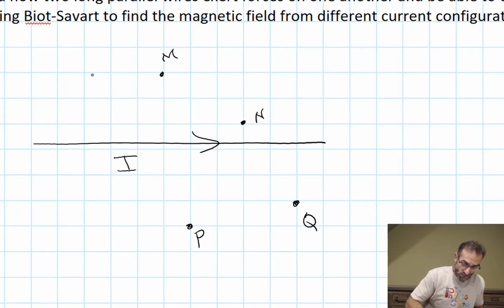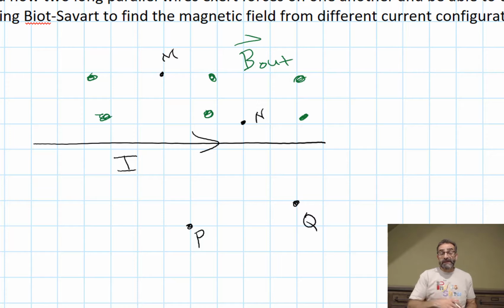So anywhere above the wire, the magnetic field is out of the page. At point M, at point N, at any point towards the top of the page above the wire, the magnetic field points out of the page.